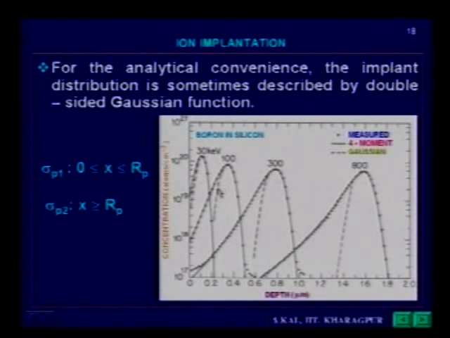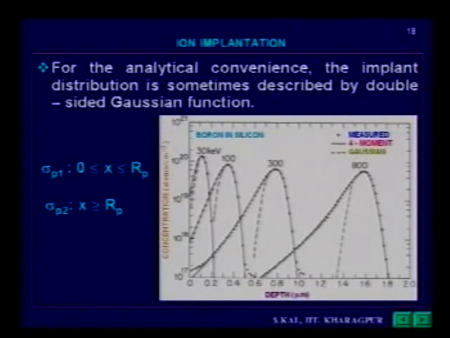This is the profile of the Gaussian distribution, and the points and solid curves are measured and four moment. Now if you increase from 100 to 300, you see the deviation is much larger. From 300 to 800, the deviation is extremely high. So that means the approximate Gaussian distribution profile may be used for normal implantations up to a range of, say, 30, 40 or 60 kV.